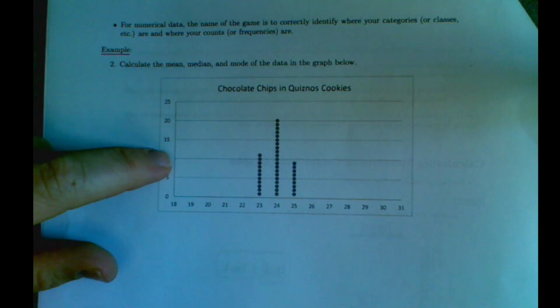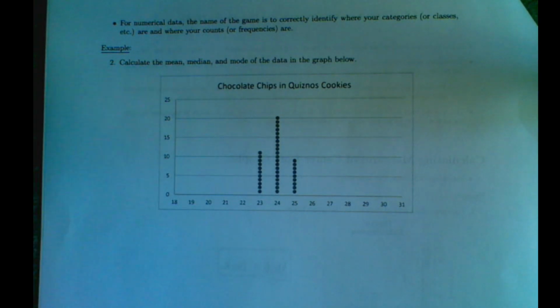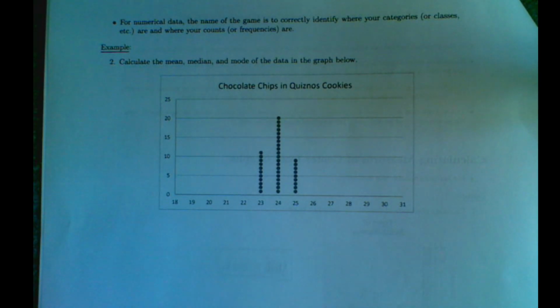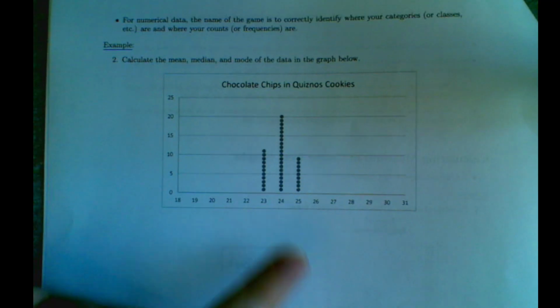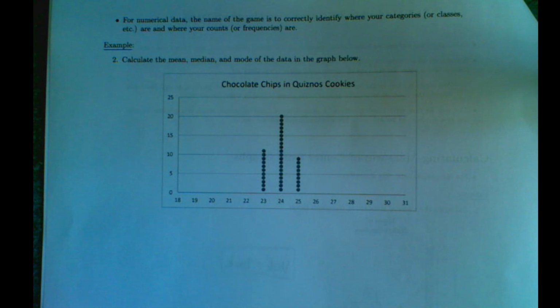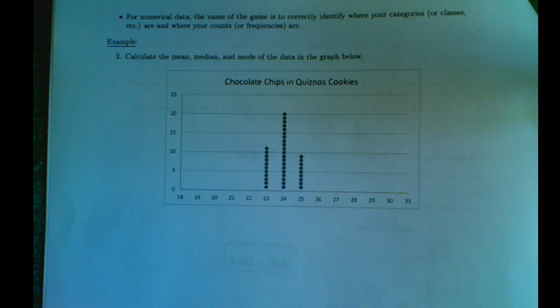So here we're not given a histogram, but we are given a dot plot, and this would go similarly if we were given a histogram instead. But this data set is supposed to represent the number of chocolate chips in Quiznos chocolate chip cookies. And if I were trying to compute the mean of this data set, I could try first of all to reproduce what the raw data would have looked like.